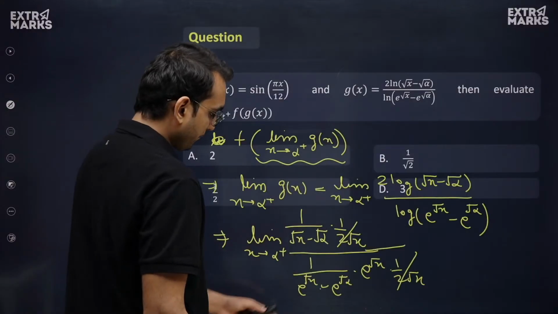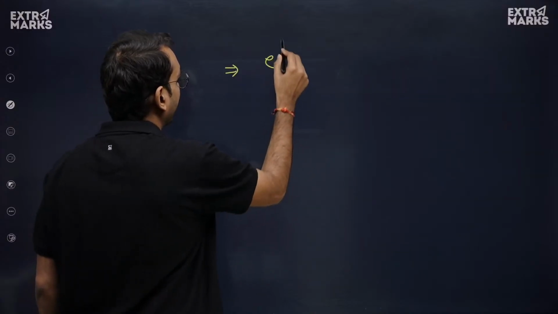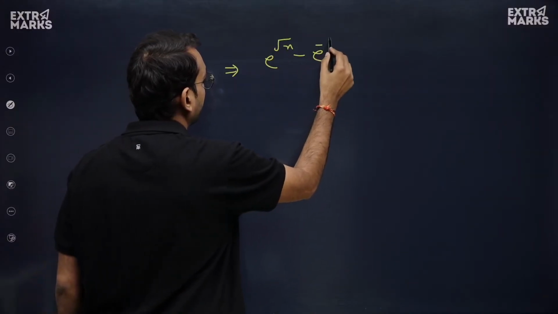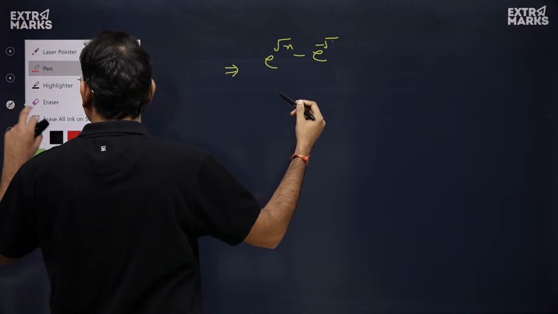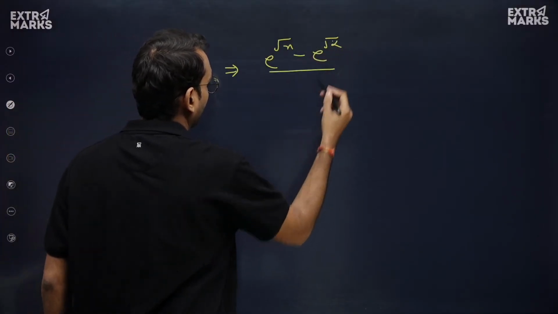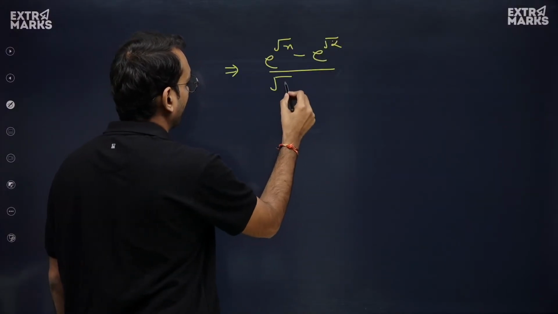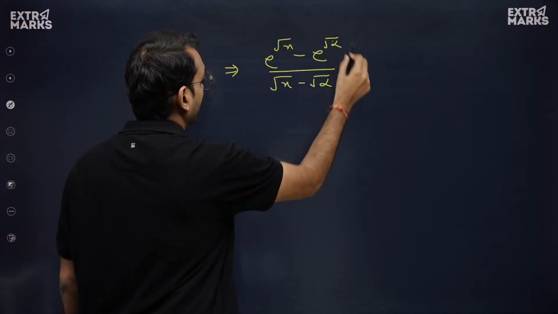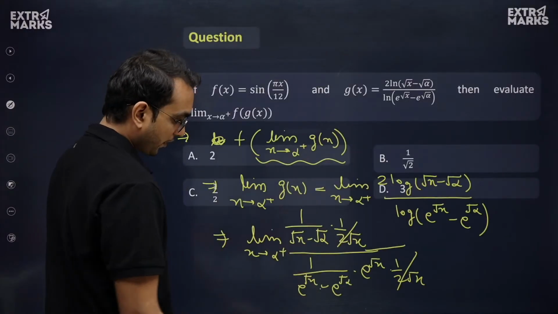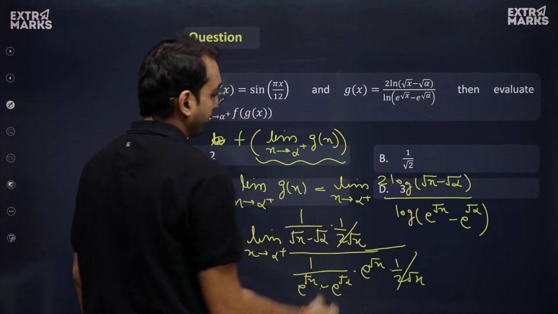So let's solve that. So e to the power root x minus e to the power root alpha goes in the numerator as e to the power root x minus e to the power root alpha, right? Then 1 upon root x minus root alpha, right? 1 upon e to the power root x.